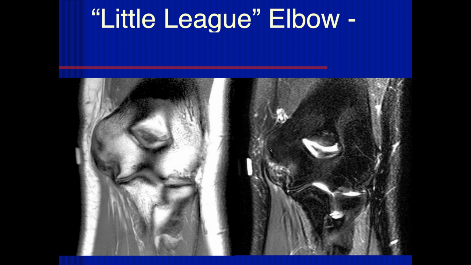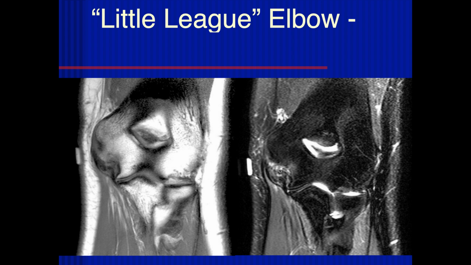Yeah, so I think what we're seeing here is the increased intensity at the origin of the ulnar collateral ligament. There's a little bit of increased signal intensity at the origin of the common flexor tendon, so some tendinosis there. The main problem here, however, is this is an older patient, isn't it, John?